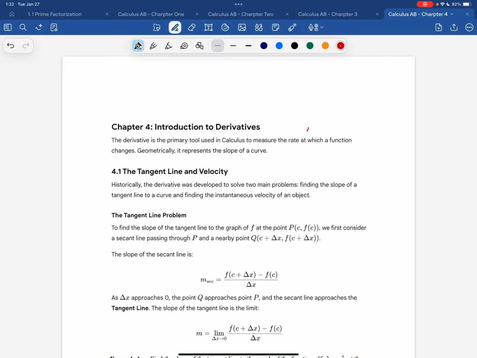OTI Institute, and today we're going to go over Chapter 4 of the AP Calculus AB, okay? So Chapter 4 is called Introduction to Derivatives. So we are being introduced to derivatives finally, okay?